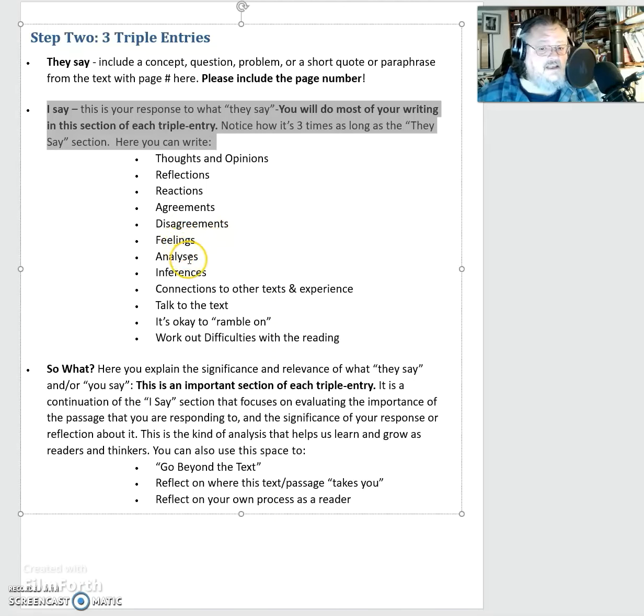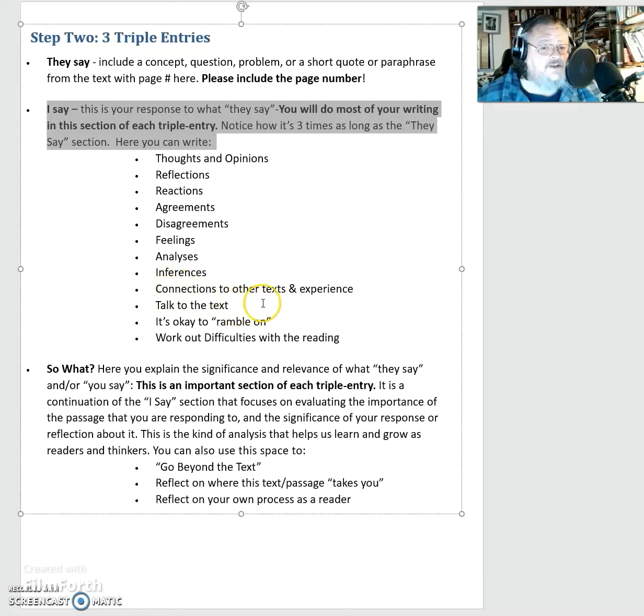whether you disagree with something in the text and why, feelings, analysis. Textual analysis is good. Inferences that you make about the text, that is, going into the text and finding something that is not necessarily written in the text, but that you can make an inference about. You can dig between the lines, so to speak.